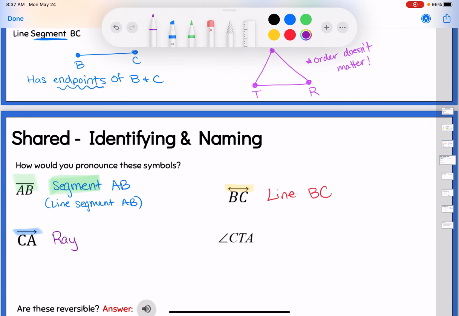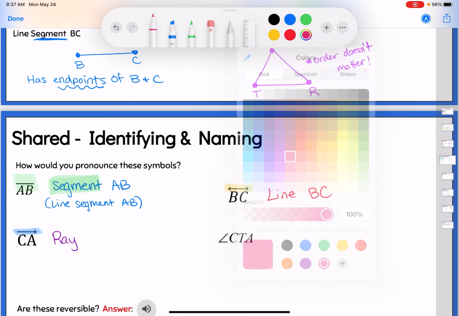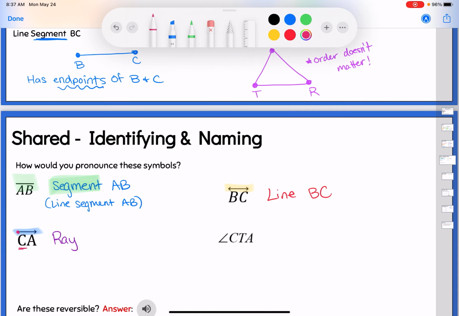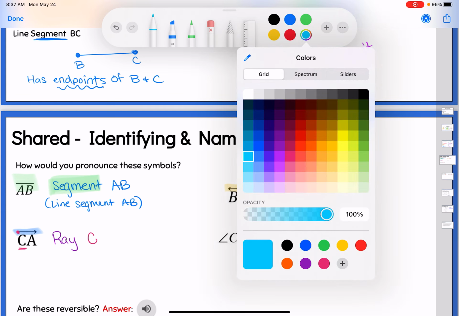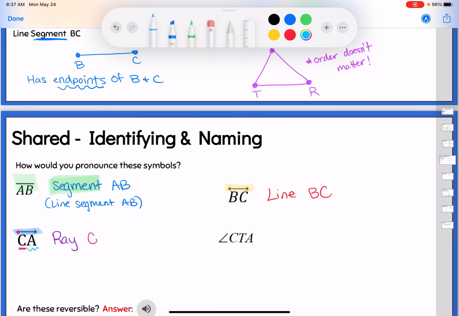And remember that first letter is the end point. So this is like the end point here. So the first letter has to be C. And then the way that it's going on forever, right? This goes on forever in this direction. So this has to be A. So it has to be ray CA in that order.